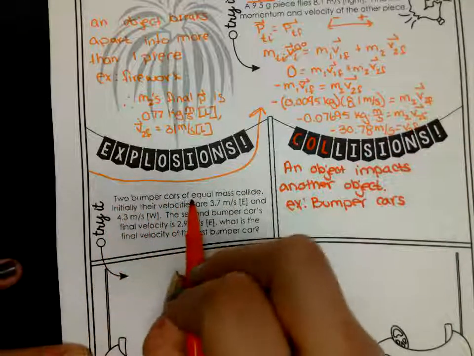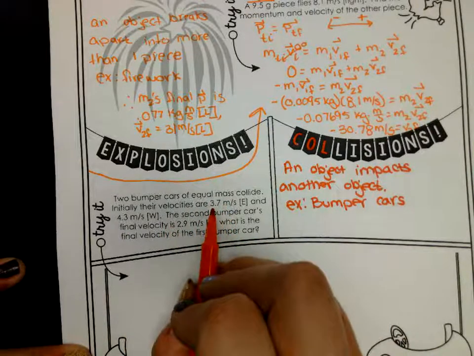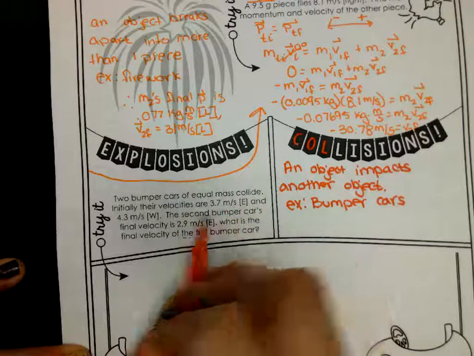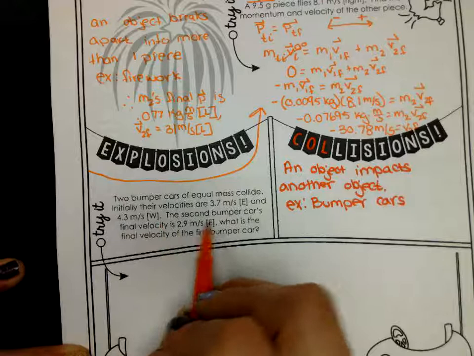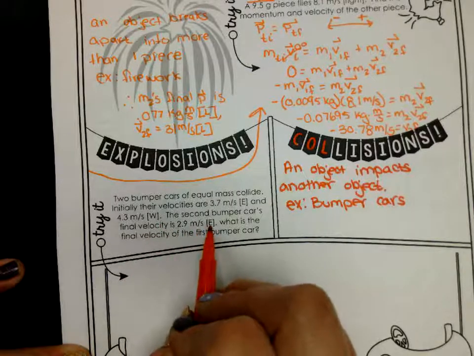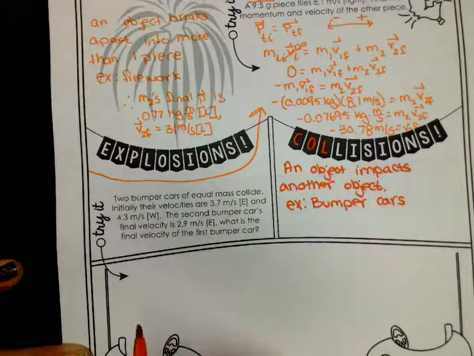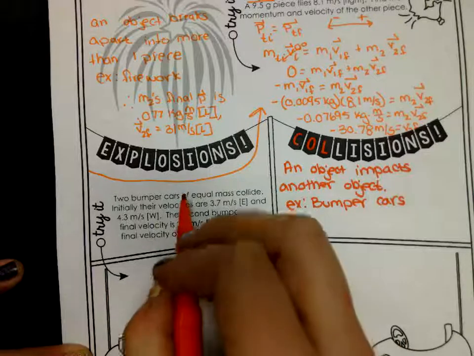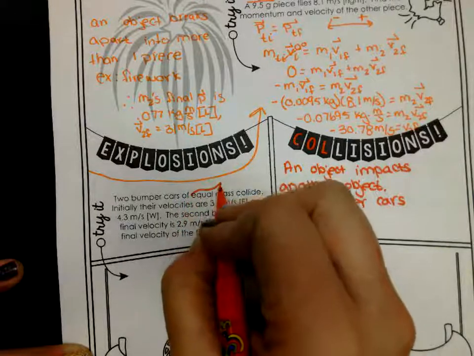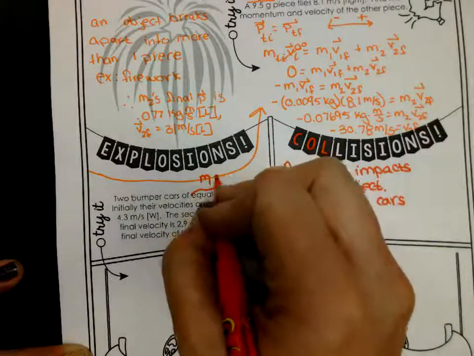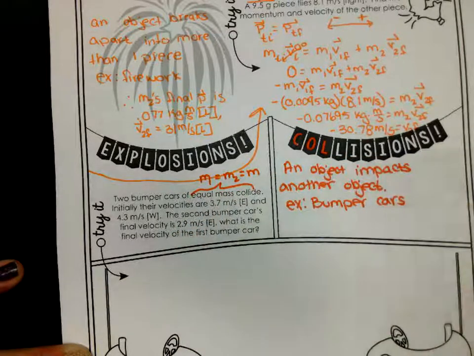So we have two bumper cars of equal mass, and they collide. Initially, their velocities are 3.7 meters per second east and 4.3 meters per second west. The second bumper car's final velocity is 2.9 meters per second east. What is the final velocity of the first bumper car? So they're of equal masses. So because they're of equal masses, I can say mass 1 is equal to mass 2 is equal to m. It's all equal.